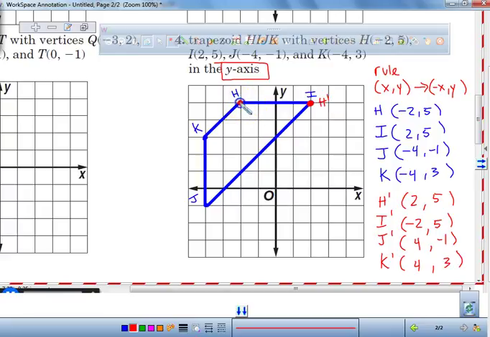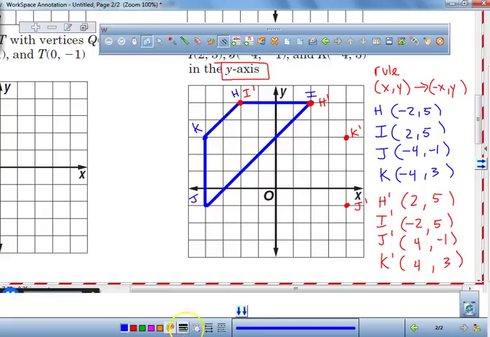This is H. This actually becomes what? I prime. And then we have a 4 and a negative 1 right here. And that becomes J prime. And last but not least, I won't mess this one up. We have a 4 and a 3 right here. And that becomes K prime.